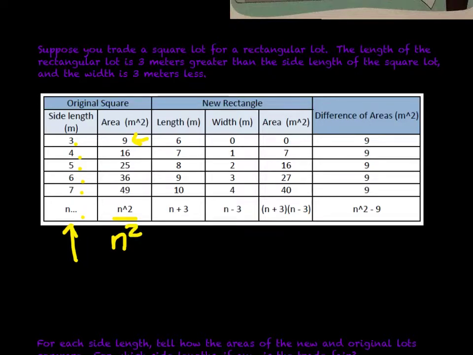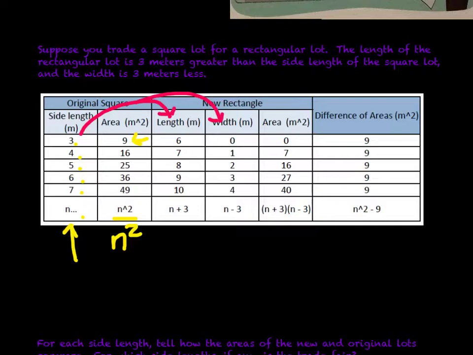Our new rectangle, if you notice this, has increased in one length by 3 meters, and the other one has decreased by 3 meters. In this first situation, if we had the original side length of the square being 3 by 3, we end up with a length of 6 meters and absolutely 0 width. So 6 times 0 would be an area of 0. We have a straight line, so it's not a very good rectangle space.